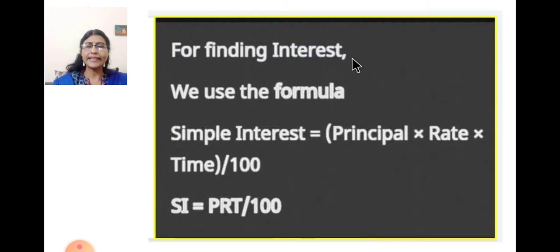Now for finding interest we use the formula. This is the formula: simple interest is equal to principal into rate into time upon 100. Or you can write in short form like this: SI, SI means simple interest, is equal to PRT, P for principal, R for rate and T for time, upon 100. So we can write PRT upon 100.